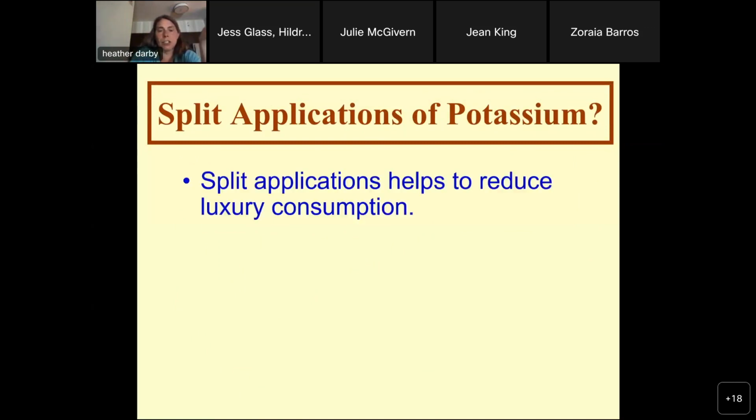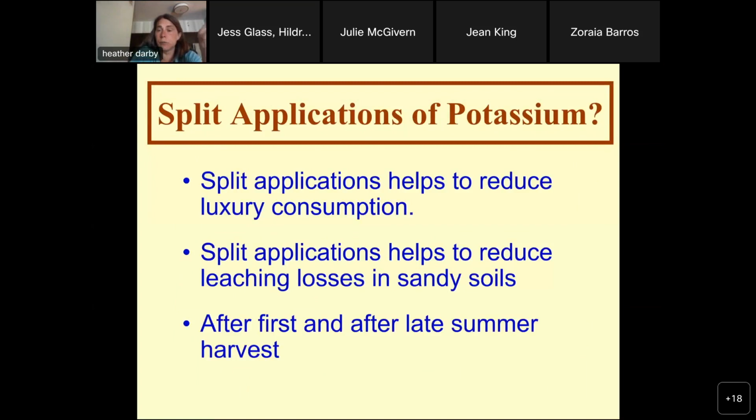So split applications are really important if you need a lot of potassium, okay? So if you need a lot of potassium, usually applying it later in the summer is best, and splitting up those applications over time so that you're not putting it all on at once.